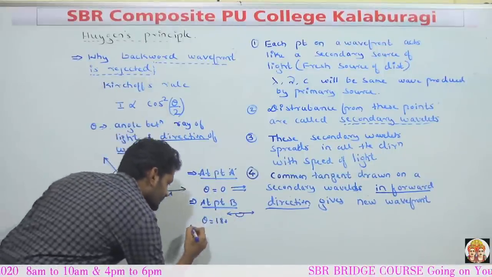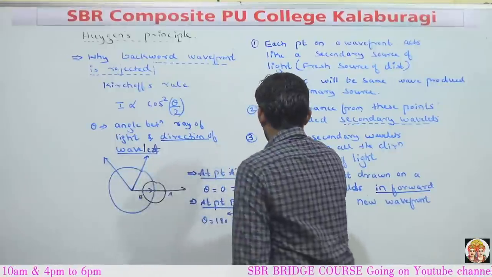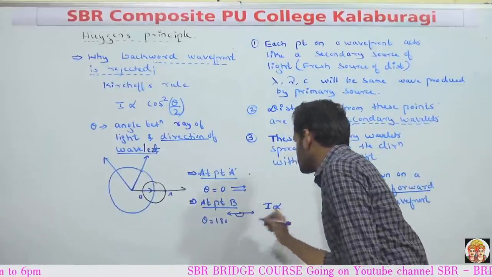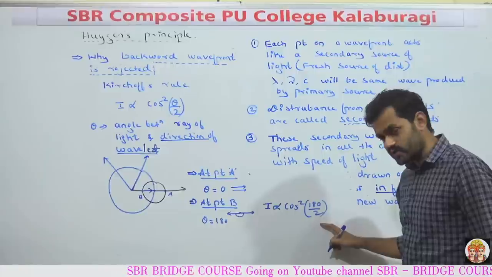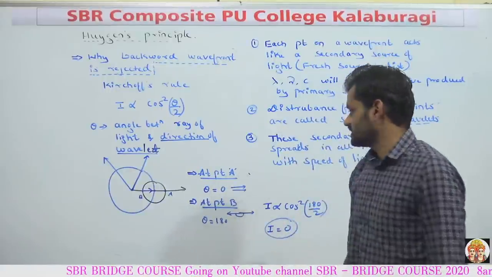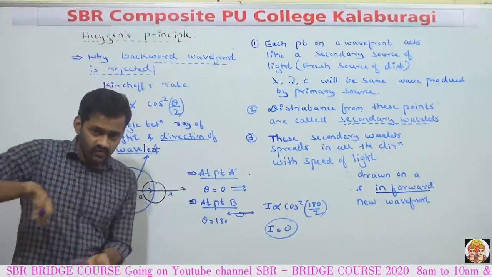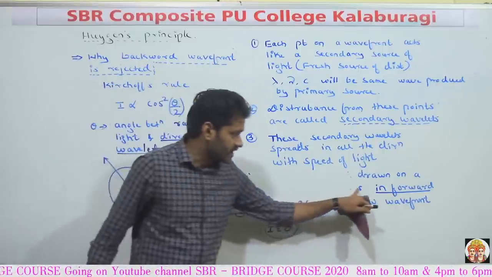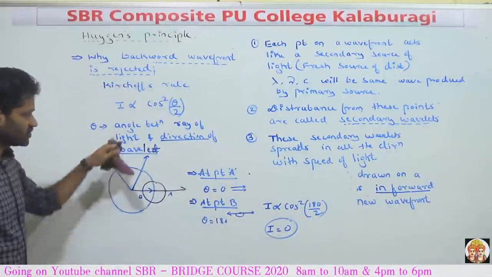So now the intensity I is equal to, if theta equals 180, intensity is proportional to cos square of 180 by 2. 180 upon 2 is nothing but 90. Cos 90 is 0. So the intensity is 0. According to Kirchhoff's rule, the intensity at this point will be 0, that is, in the backward direction the intensity is 0. That's why we can't draw a tangent here. Here I explained that a tangent can be drawn on a wavelet in the forward direction, not in the backward direction.